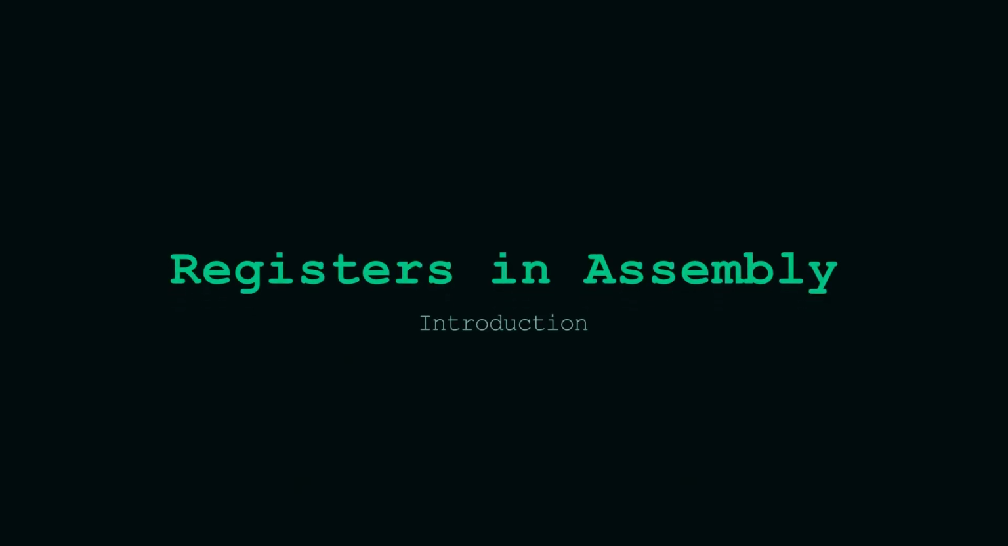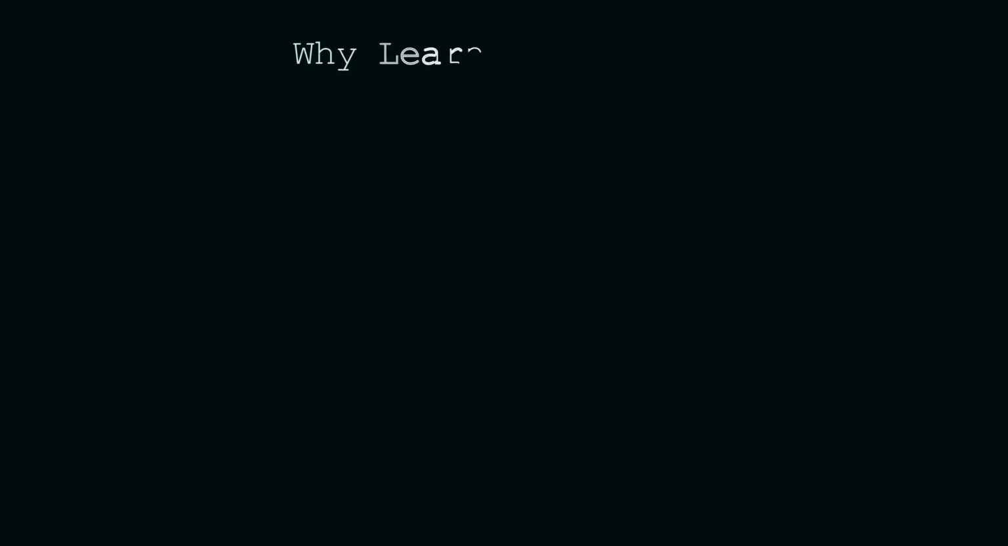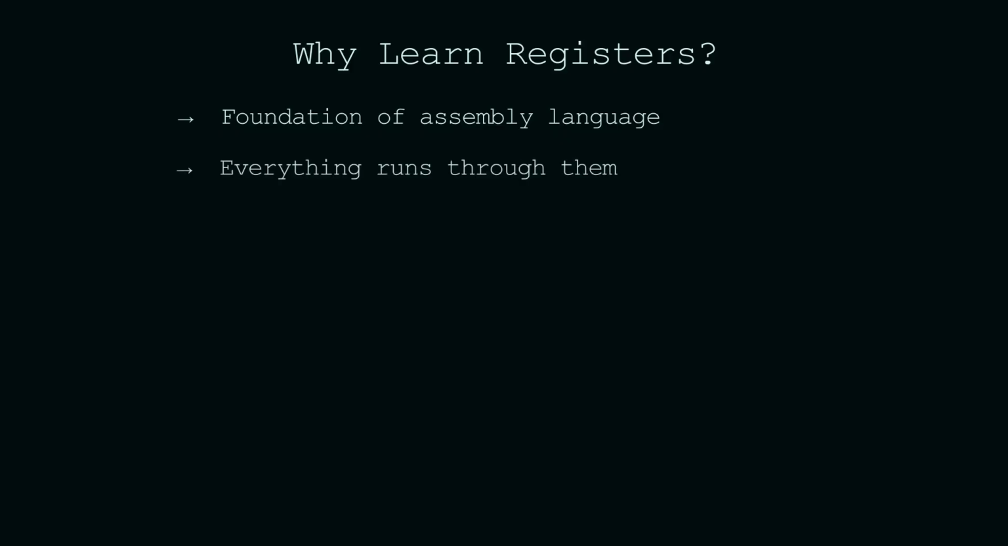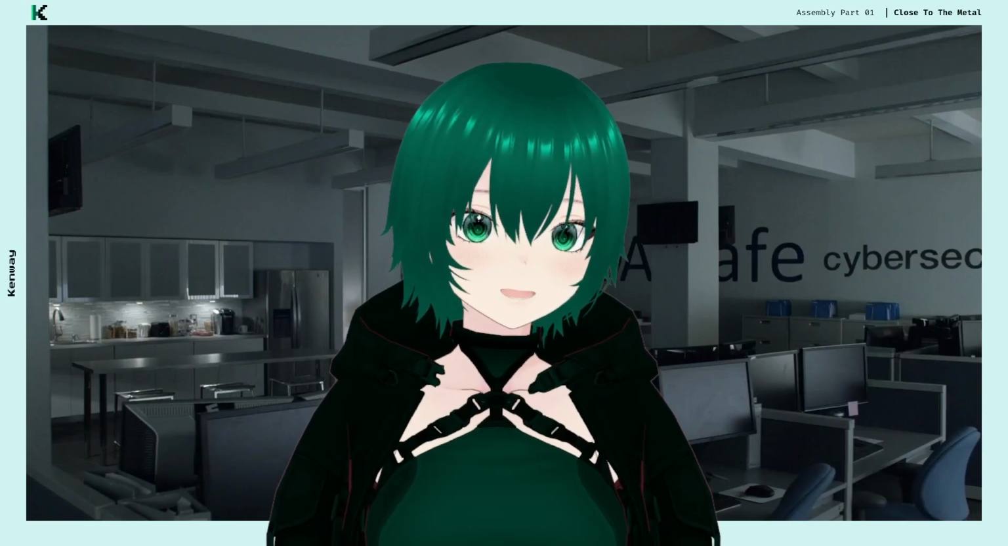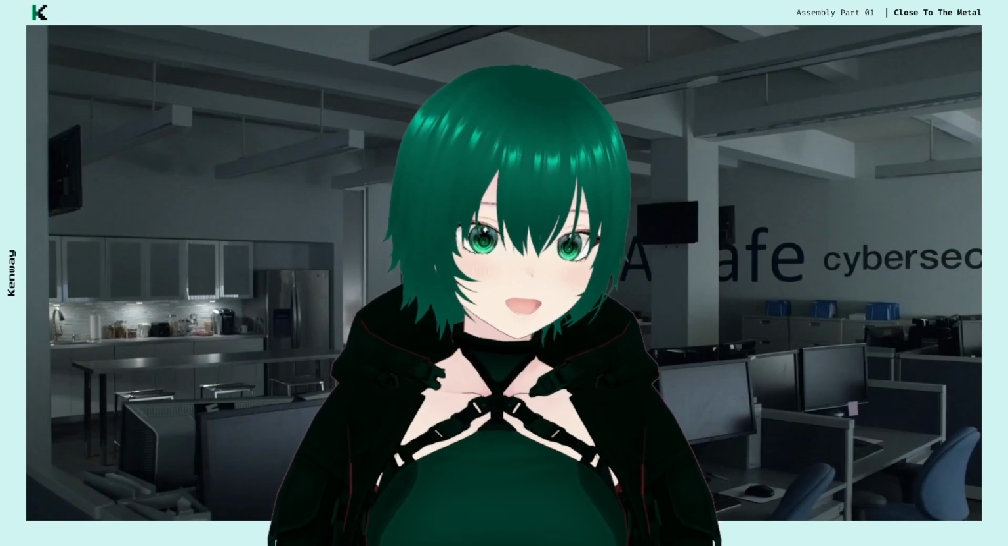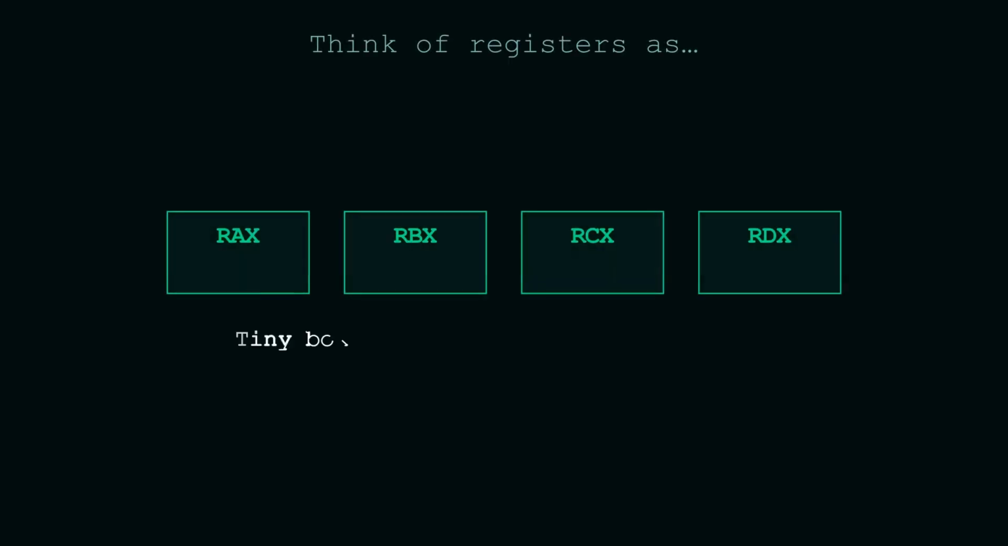In this video, we'll learn about registers in assembly. Now, it's really important to learn about the basics of assembly, and registers are basically just variables, right? Not exactly variables that you know from other languages, but in a sense, they are just tiny boxes where you can put your data or addresses in.